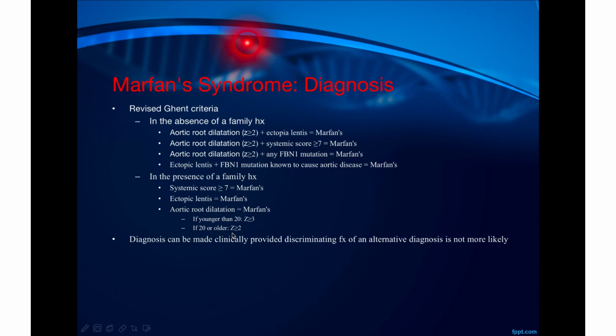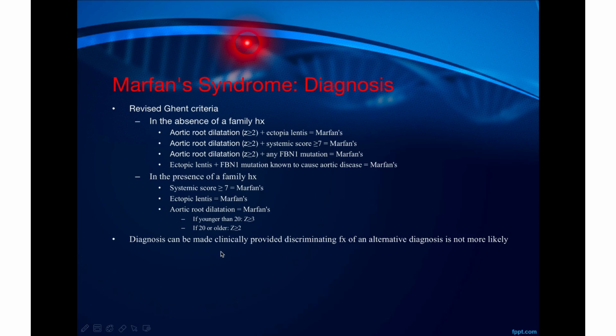And in the presence of family history and aortic root dilation, we're going to see the patient has Marfan syndrome. But if the patient is younger than 20 years old, we're going to try to look for a systemic score of just 3, not 7 in this case. And if 20 or older, we just look for a systemic score of 2.